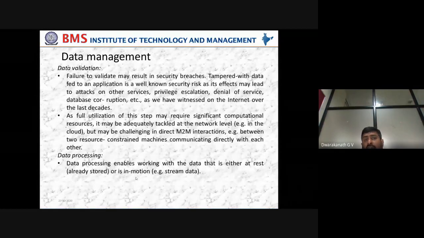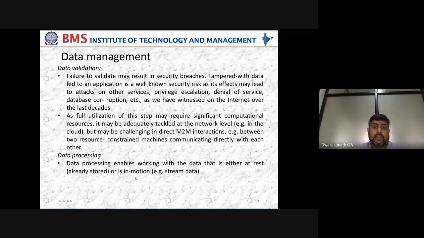Next, failure to validate may result in security breaches. This is very important. Tampered data fed to an application is a well-known security risk, as its effects may lead to attacks on other services: privilege escalations, denial of services, database corruption, etc. As we have witnessed on the internet over the last decades, there are many such cases where failures occur.